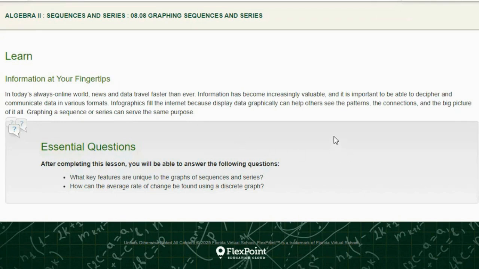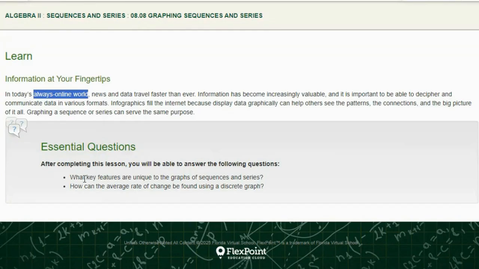Information at your fingertips. In today's always online world, isn't that true? News and data travel faster than ever. Information has become increasingly valuable. It's important to be able to decipher and communicate data in various formats. So infographics fill the internet, because displaying data graphically can help others see the patterns, connections, and the big picture. There are graphs everywhere on the internet, in business. It's a huge part of business, being able to look at graphs and understand them. So graphing a sequence or series can also serve the same purpose.